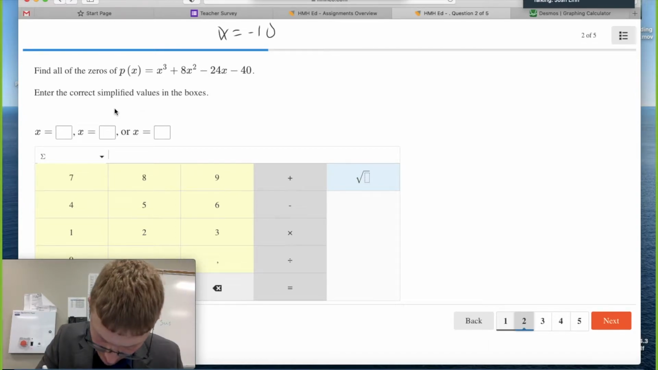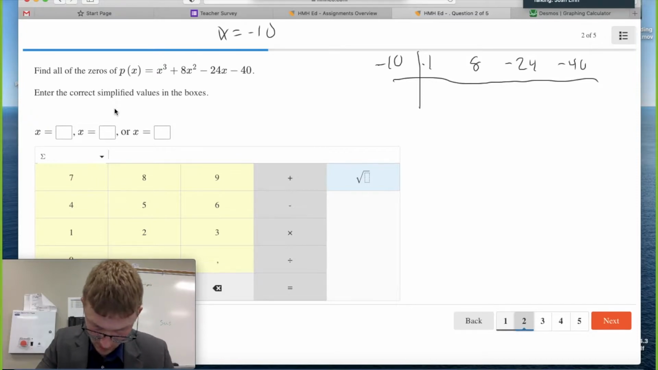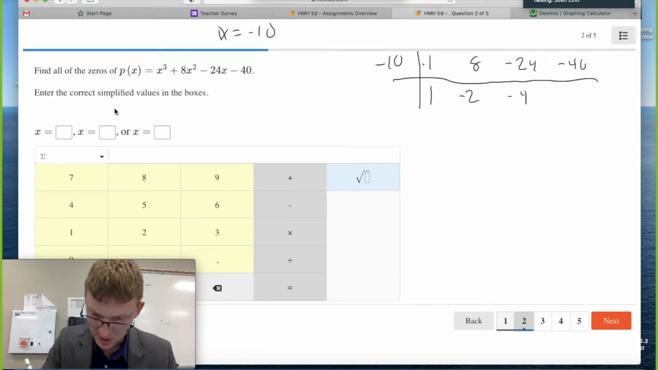So just setting up my synthetic division with my coefficients 1, 8, negative 24, negative 40. And we're going to use negative 10. So 1 comes down, 1 times negative 10 is negative 10. It's going to be negative 2. Negative 2 times negative 10 is 20. So we're going to have negative 4. Negative 4 times negative 10 is 40, plus negative 40 is 0. So that was expected, but this kind of proves that this is a root.